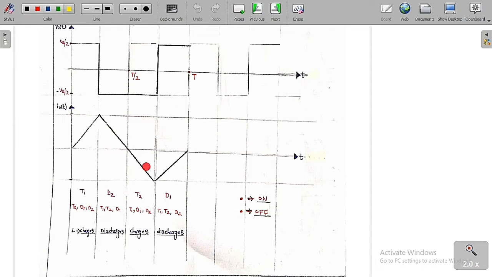So whenever T2 is on, remaining everyone is off. Therefore, the output voltage is again equal to minus Vs by 2, and the current in the inductor is going to charge in the reverse fashion.